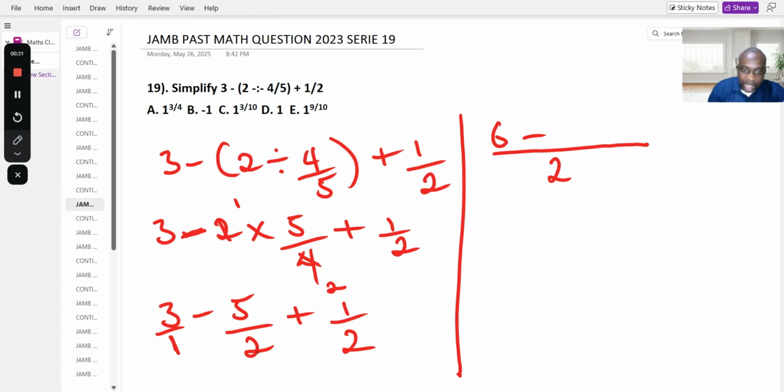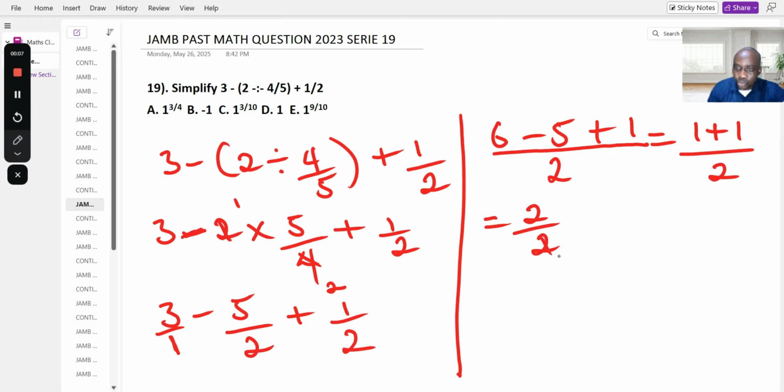Minus. How many 2 can you see in 2? 1. 1 times 5, 5. How many 2 can you see in 2? 1. 1 times 1, 1. Therefore, 6 minus 5, that's 1. 1 plus 1, 2. Therefore, 2 over 2. 2 here 1, 2 here 1. Our final answer will be 1. Do we have 1 there? Yes, our final answer is D. Let's move to the next question.